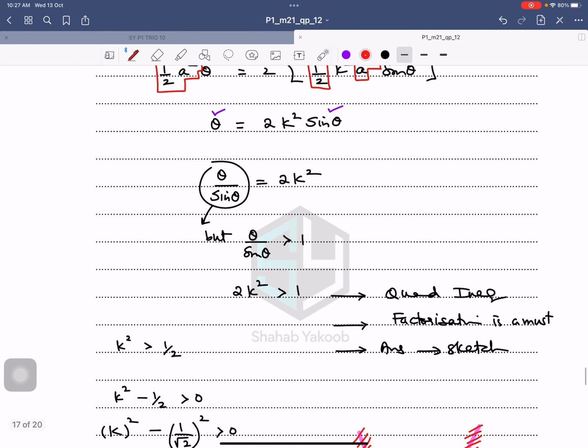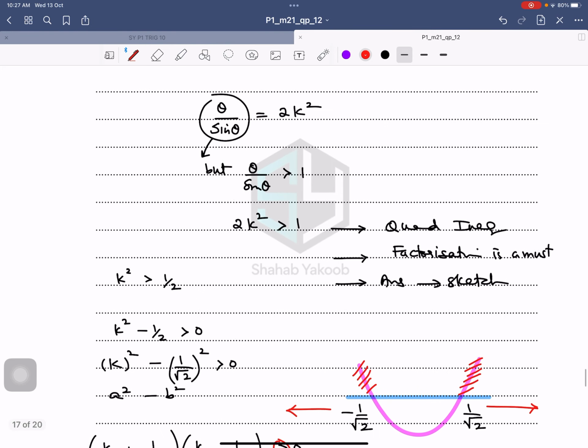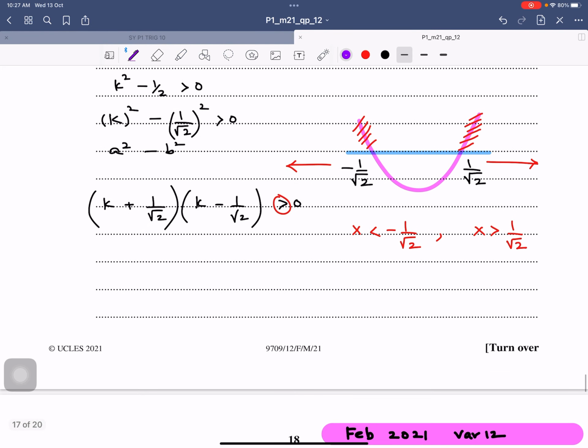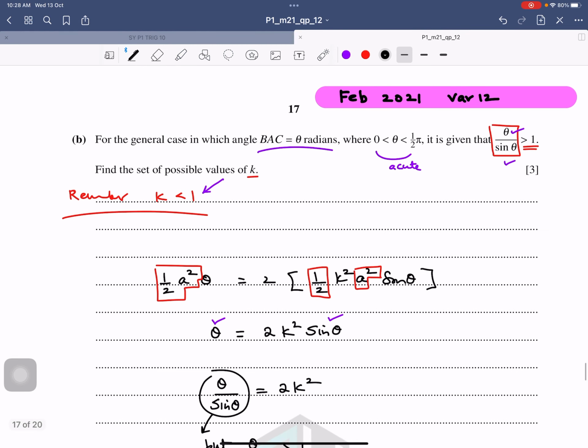But we already have the condition k is less than 1. So if I join this, x is greater than 1 over root 2. Actually, this is not x, this is k. So let me correct myself. This is k, this is k, this is k. So k is less than minus 1 over root 2. k is greater than 1 over root 2. And k should be less than 1. So if I join these two inequalities, what do I get? I get the answer: k lies between 1 over root 2 and 1. So that is the answer for this particular question.